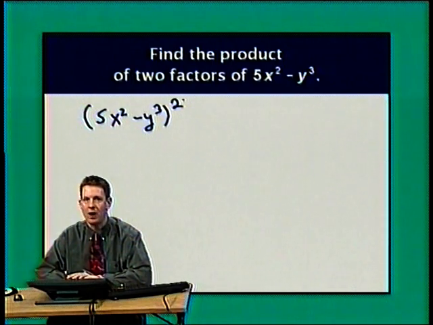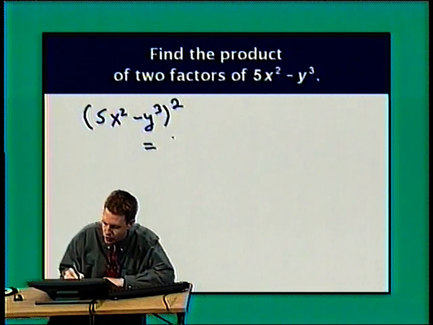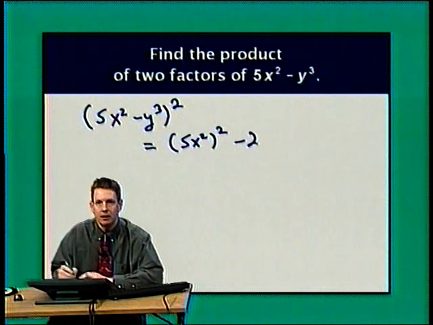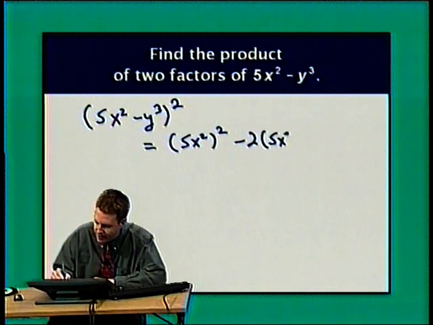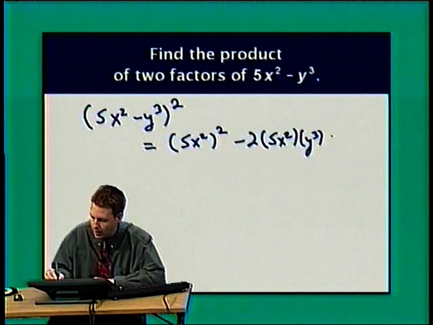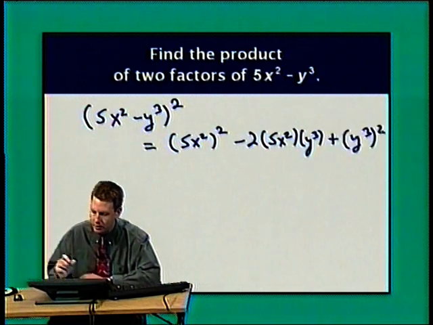One of my special products says that if you have something of the form a minus b quantity squared, that expands to a, which in this case is 5x squared, minus 2 times a, which is 5x squared, times b, which is y cubed, plus b, which is y cubed squared.